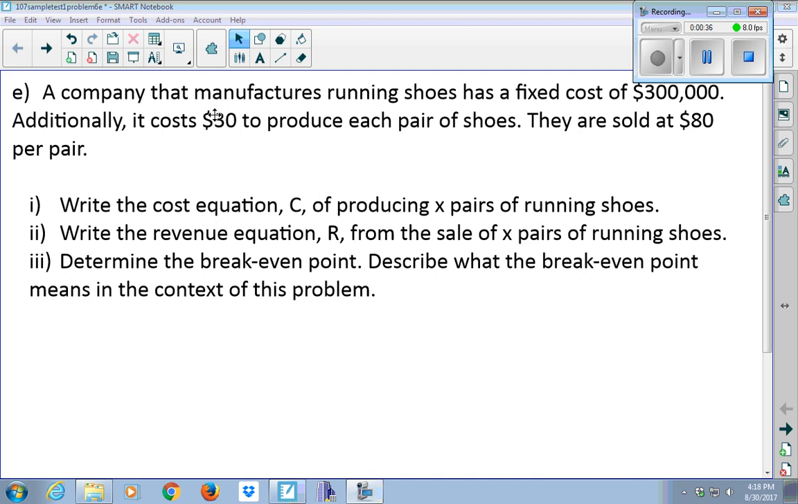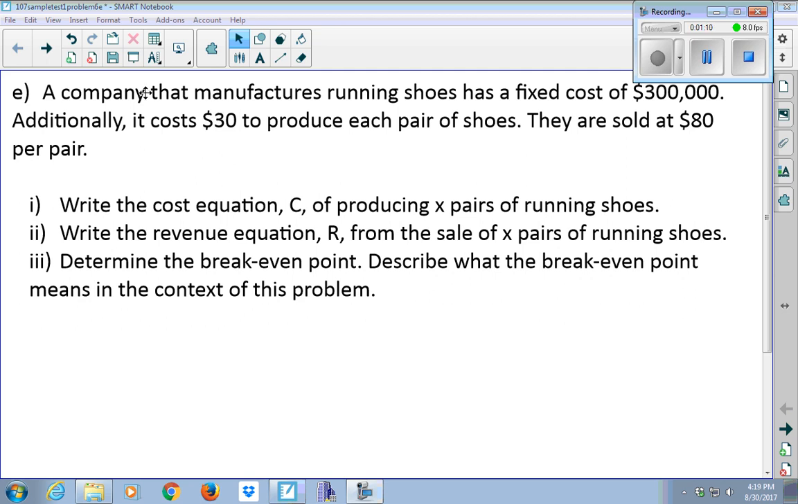Additionally, it costs $30 to produce each pair of shoes. They are sold at $80 per pair. So the first thing it asks us to do is to write a cost equation, capital C, of manufacturing x pairs of running shoes. 2, write the revenue equation, capital R, from the sale of x pairs of running shoes. Then determine the break-even point and describe what that break-even point means in the context of this problem.